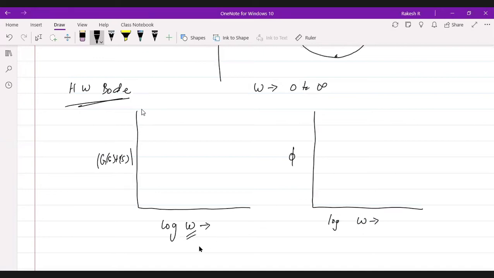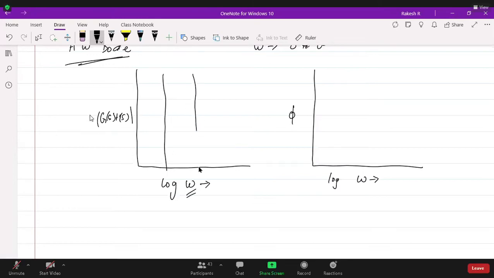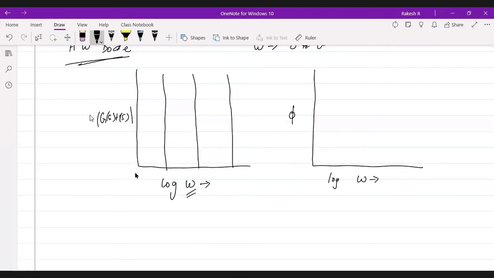Logarithmic means we'll be dividing the system like this. If I have the starting point as 0, this becomes 1. That means from here to here, it is 1 decade. This is called 1 decade. From this is 1, and the next point will be 10. Next point will be 100. Next will be 1000, right? Like this, we'll be plotting the logarithmic sheet.